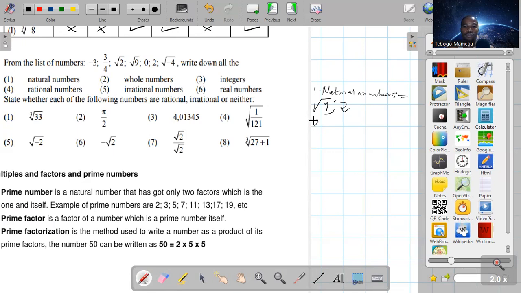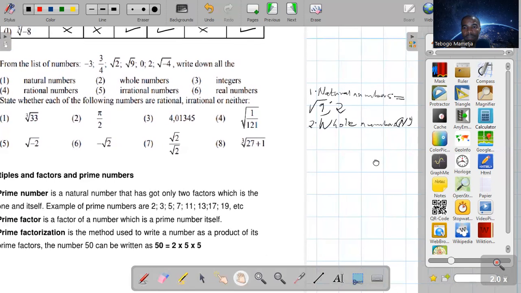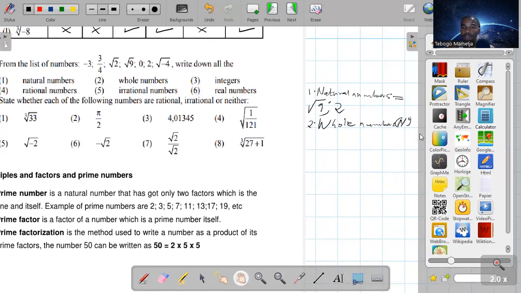So number 2, we list all whole numbers. Whole numbers. So the sign there would be N with the 0 there on top. So if I can just move a bit to the right, just to put an equal sign there. And let me activate my pen. Okay, my pen activated.